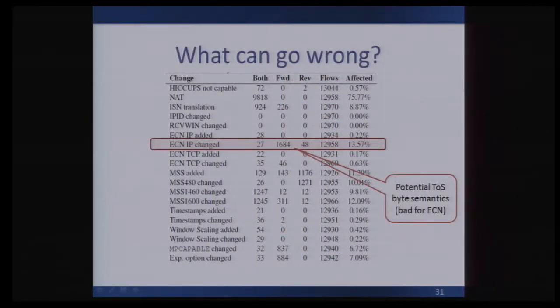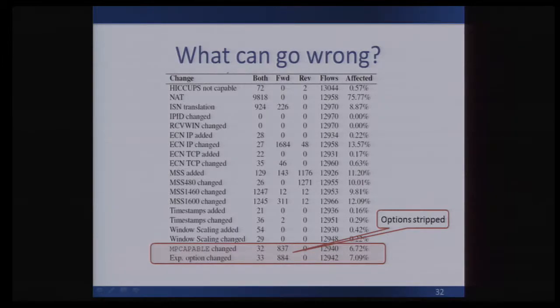And also another thing I want to point out is with ECN IP code points being changed, the potential is there for that to disrupt between the 1980s version and the 2000s version of the ECN. So this for instance would be bad for ECN. And we also saw some cases of TCP options being stripped out, which if you think about it, is kind of disheartening because options are the primary way to extend TCP in most instances. And also this was on PlanetLab and ARC, which are open networks meant for research. And we still saw about 7% of cases where the options were stripped.